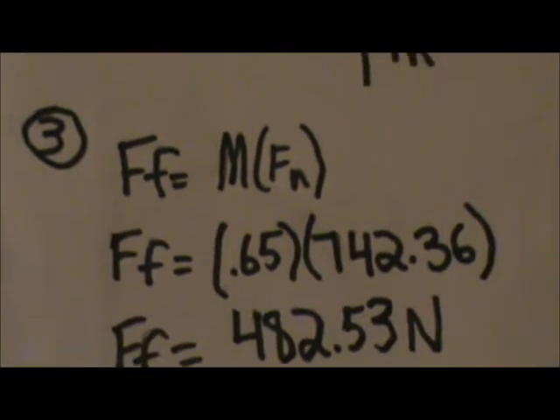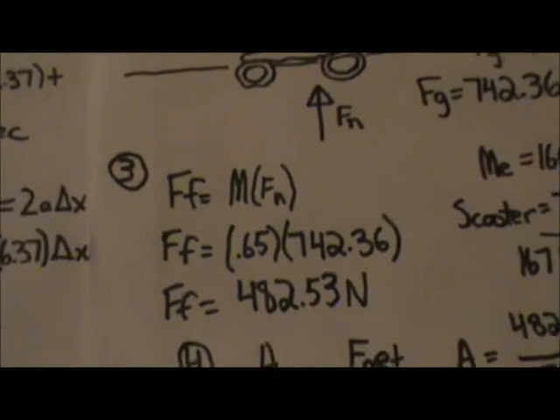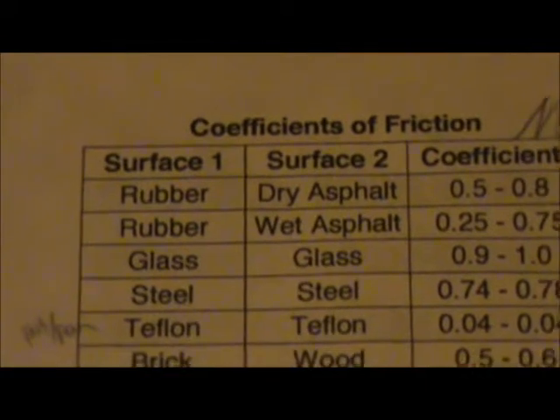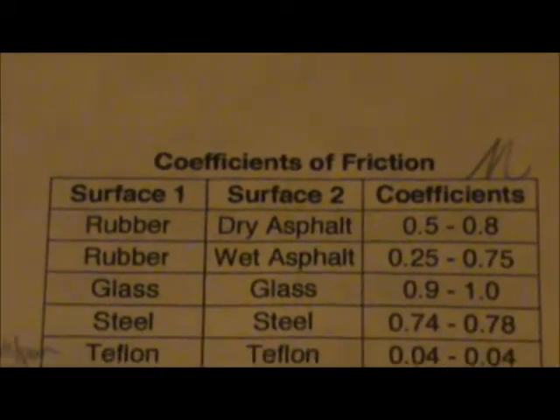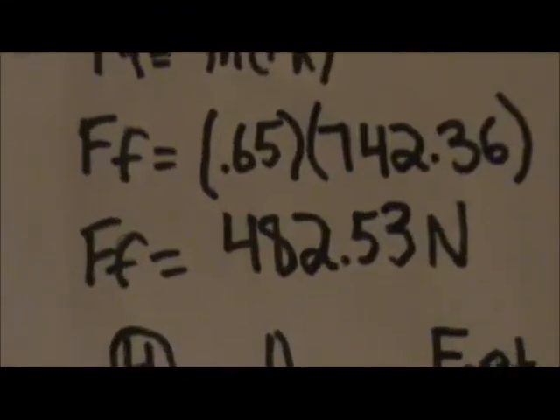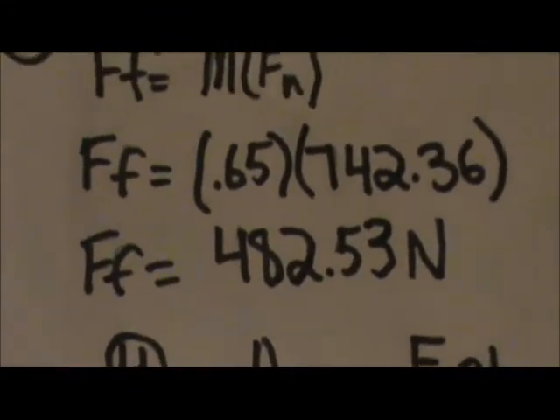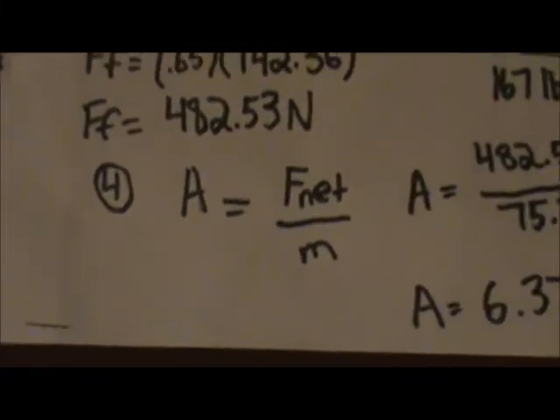The equation for force friction is coefficient of friction times force normal. In order to get the coefficient of friction, we go to the reference sheet. And for rubber and dry asphalt, the average coefficient of friction should be 0.65. We solve for force friction and we get 482.53 newtons. Next, we solve for acceleration.